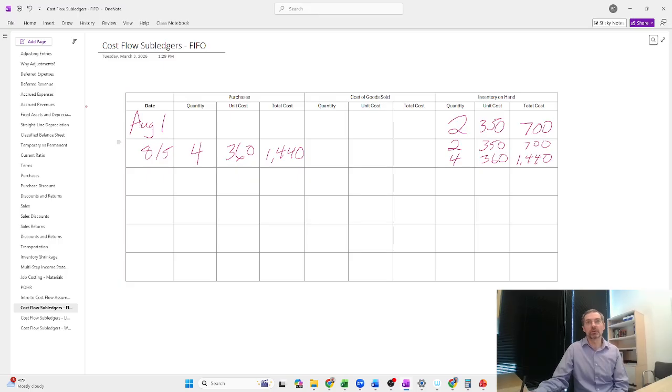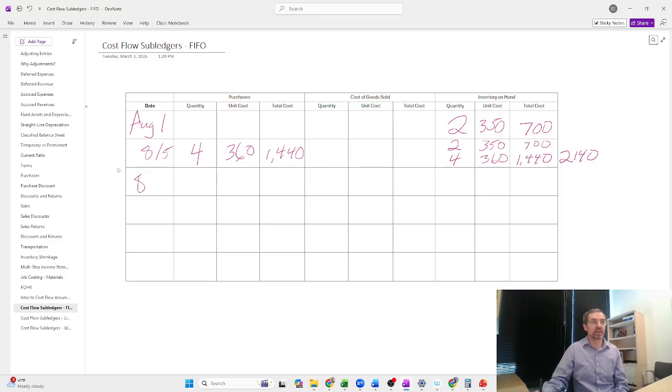So each line over here on the inventory on hand side, it tracks how much we have in inventory at each price and which order we bought them in. So what this is saying is we have 2 at $350 for $700, and the newer ones are 4 of them at $360 for $1,440. We could add those 2 together for a total of $2,140 is our total inventory on hand.